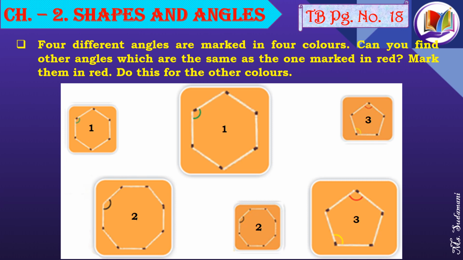You can observe each of the angles marked in red, yellow, green and black and find out whether they are equal or not. You can use a protractor to measure the angles and find out whether this is right or wrong. Okay, so go ahead and give it a try children.